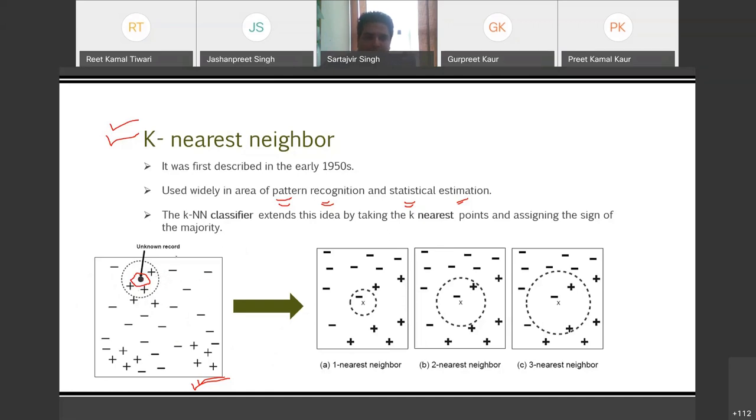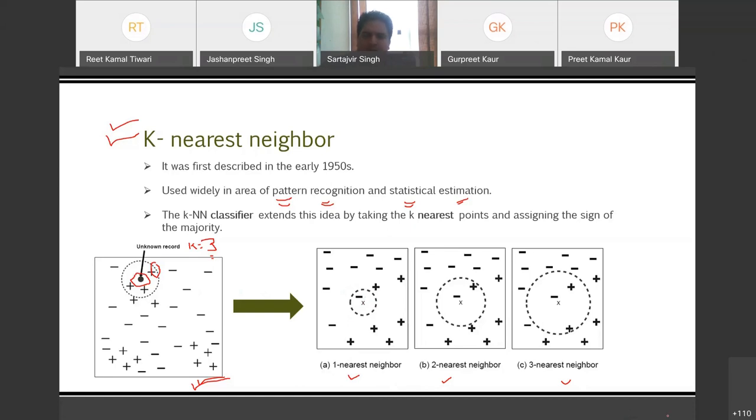In this case, I have used k equal to 3. What does k equal to 3 mean? It means how many samples I will consider to identify this data point. I have used 3 samples, and on the basis of the majority, this unknown record will be assigned to the positive sign. In another case, I am varying the value of k. If the value of k is 1, then I am considering only one data sample, so definitely this x will belong to the minus sign.